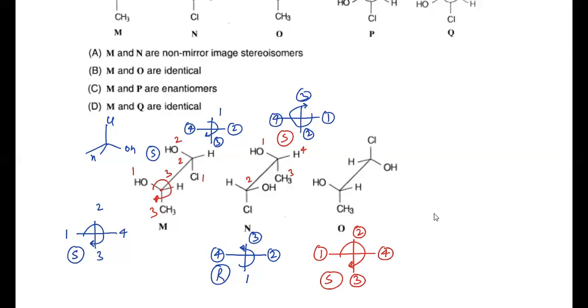Then if we check the back side carbon, Cl is at position 1 top, OH at position number 2, carbon chain at position 3 at the bottom, and H is at position number 4 horizontal. This is the case. If you move 1 to 2 to 3, the sense of rotation is clockwise, R, but H is on horizontal, so we'll write S. So this configuration is SS.